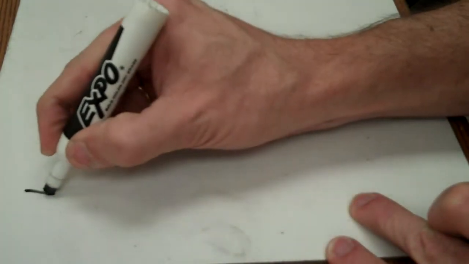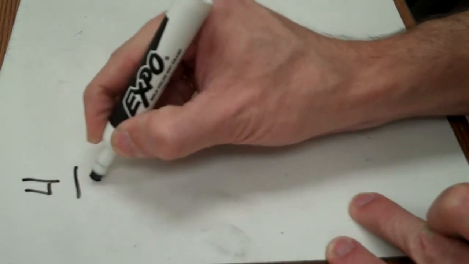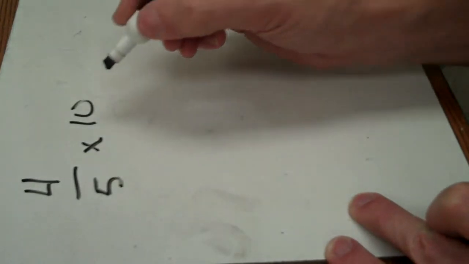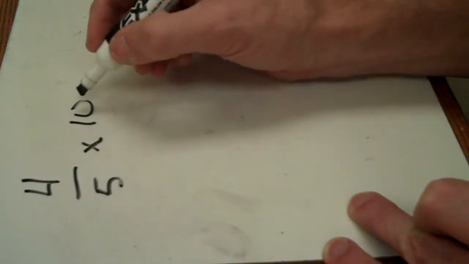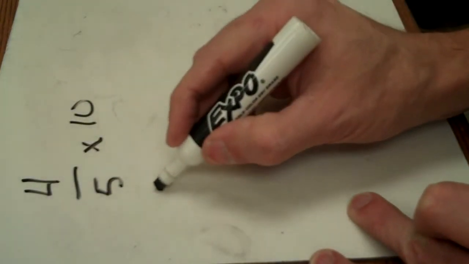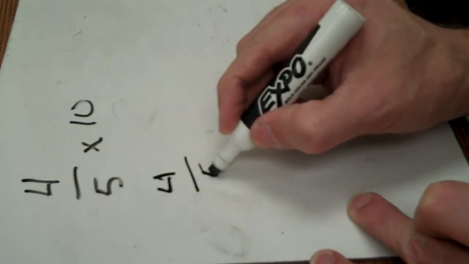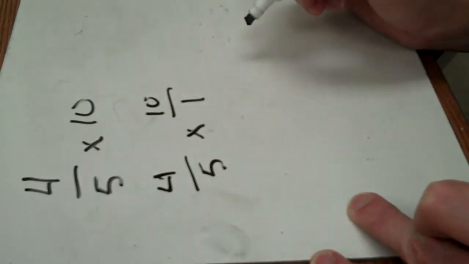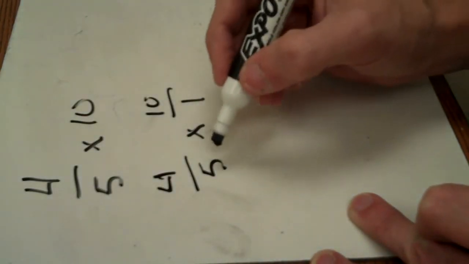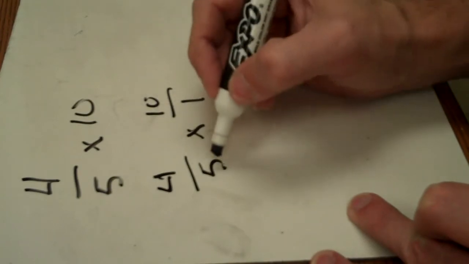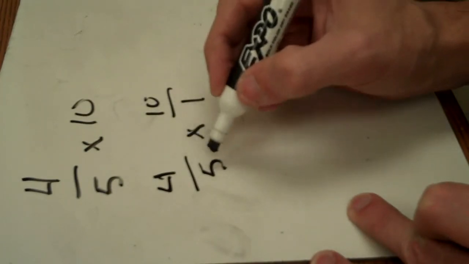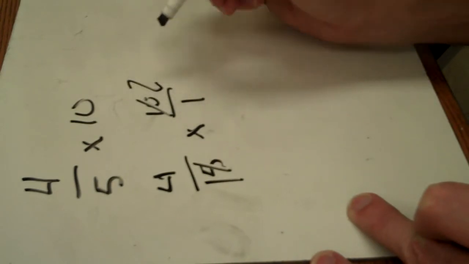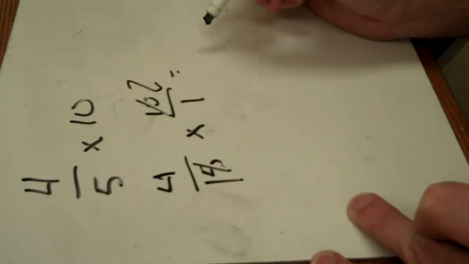What if we have a whole number? 4/5 times 10. Well, we just have to turn that 10 into a fraction. That's the same thing as saying 4/5 times 10 over 1. Cross simplify. The 5 and the 10 have something common. 5 is actually common. 5 will go into 5 one time. 5 will go into 10 two times. Then I just simply multiply straight across.